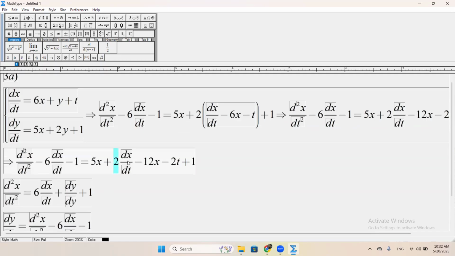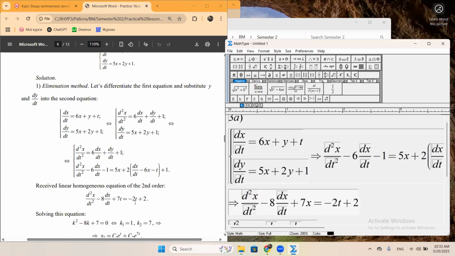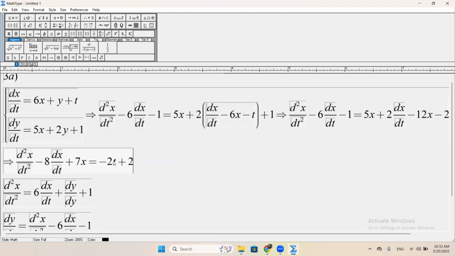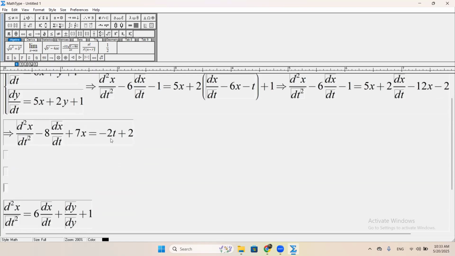Then moving this derivative, so having minus 8 here, and here will be minus 7, moving here will be plus 7x, and moving 1 out of this bracket, so 2t plus 2. Let me check in my notes. Yes, minus t plus 2, so correct. So we received a linear inhomogeneous equation with respect to x.